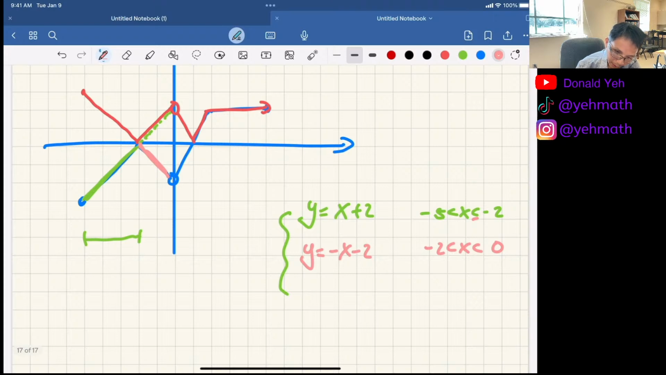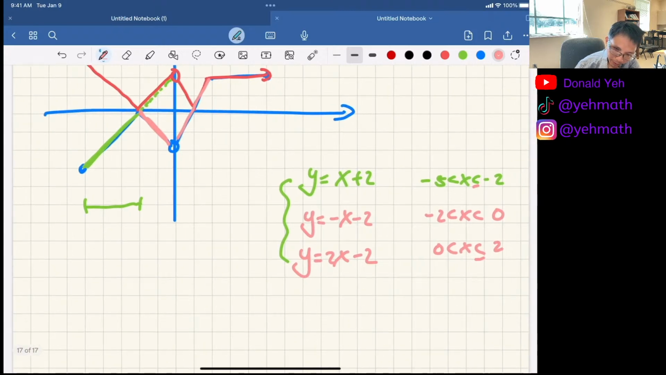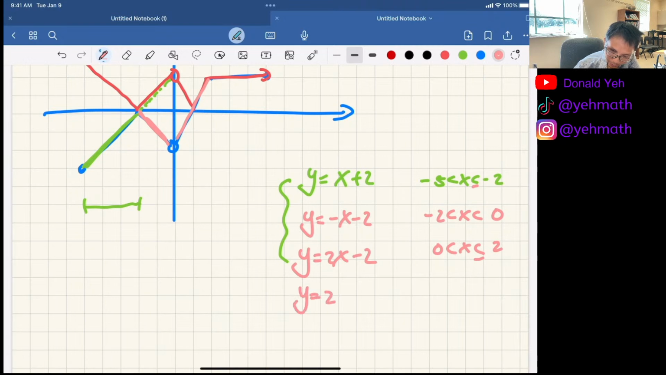The next one is this one here. That's going to be y equals 2x minus 2, because the slope is 2 and the y-intercept is -2. It's going to be from 0 less than x less than 2. This is an open circle, and this is a closed circle. And the last one is y equals 2 when x is between 2 and 5.